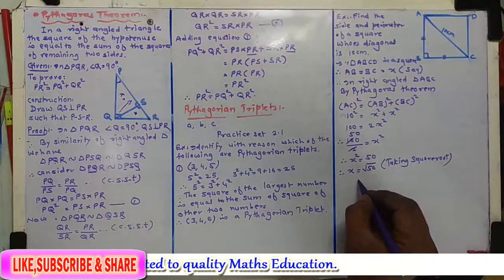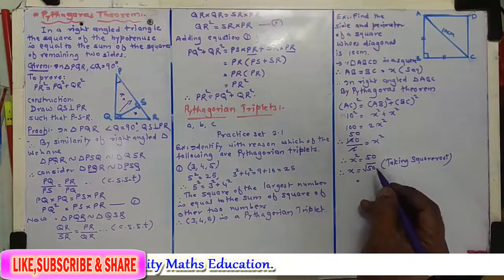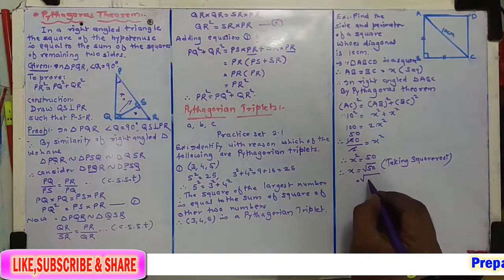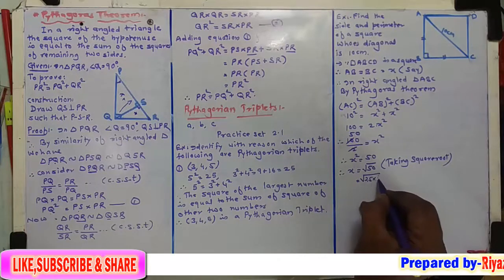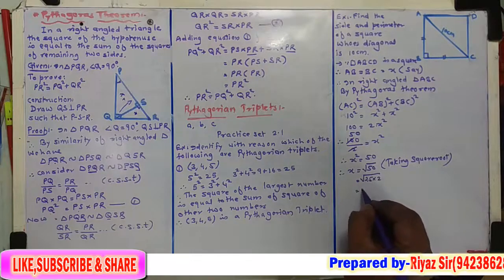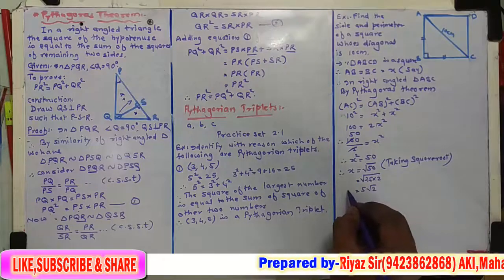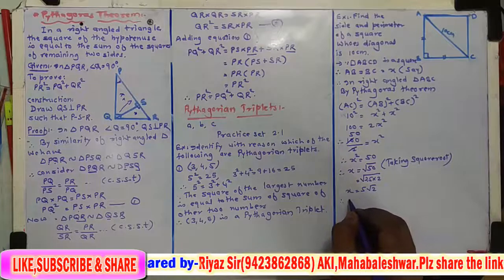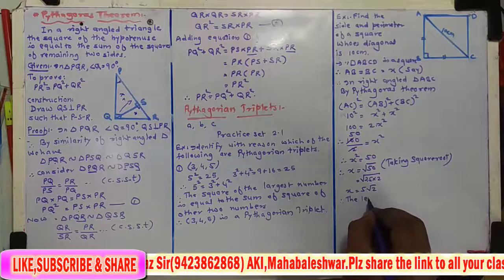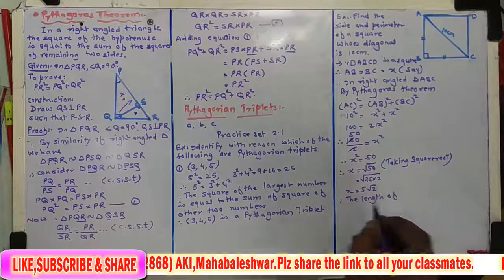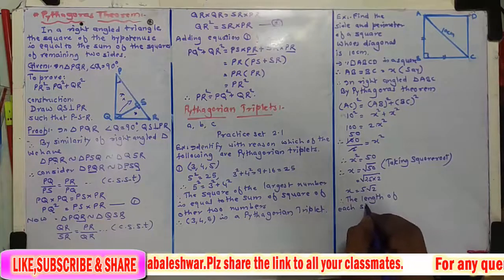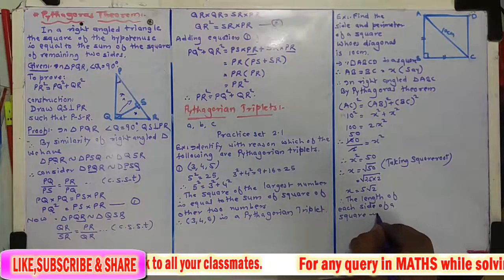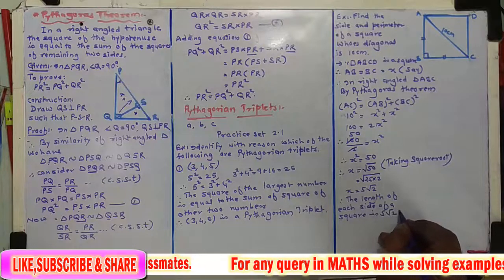Okay, so this 50 is not a perfect square, so we find the factors for 50 such that one factor should be a perfect square. So the factors for 50 will be 25 times 2. Right, now the square root of 25 is 5, so root 50 is 5 root 2. This is the value for x, and therefore the length of each side of the square is 5 root 2 centimeter.